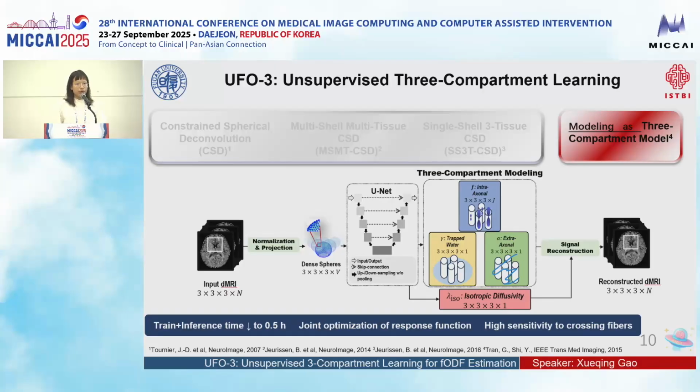We proposed UFO-3, an unsupervised method based on a three-compartment model. It runs in under half an hour, optimizes the response function jointly, and better detects crossing fibers.